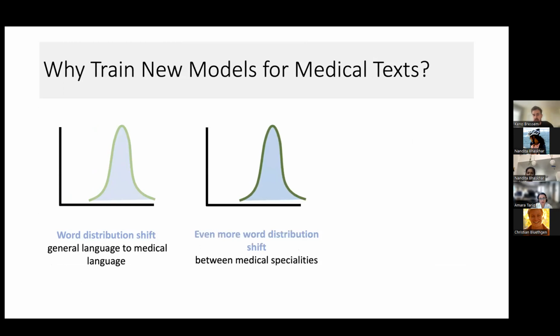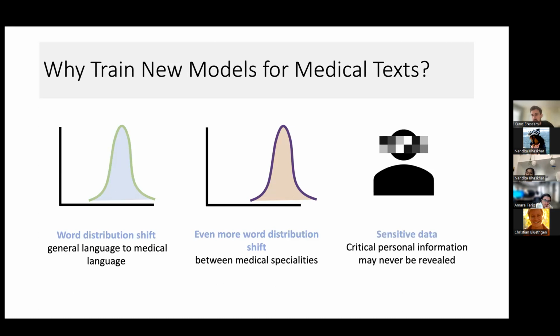The next problem is that there are even more word distribution shifts between medical specialties. So as a radiologist, I'm confronted with lots of requests for examinations from different specialties, and they all use their own words. They use a lot of abbreviations. Sometimes they use the same abbreviation meaning different things, so it's kind of hard to understand what's exactly requested. This makes it sometimes very hard to understand what exactly is the meaning of the text. And if you would use a normal language model, it would probably not perform as well as a model especially designed for medical text.